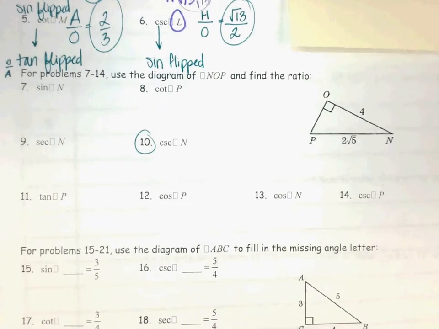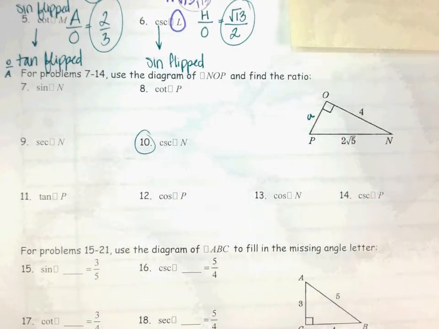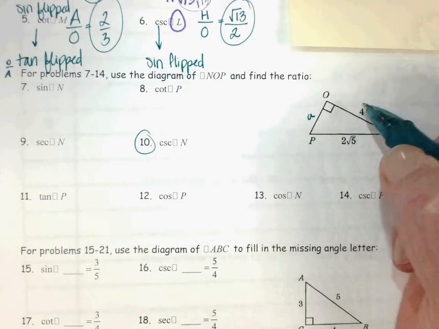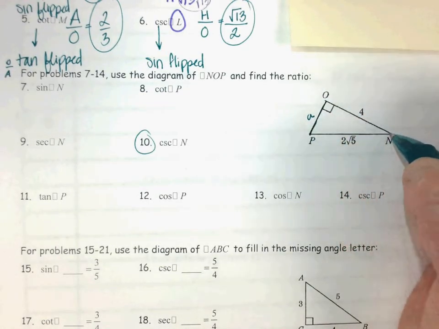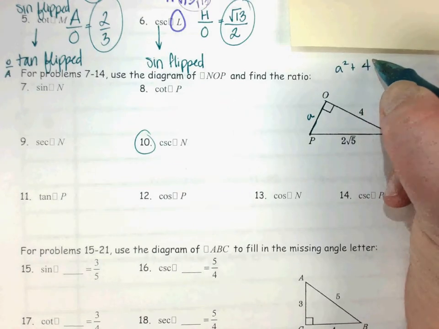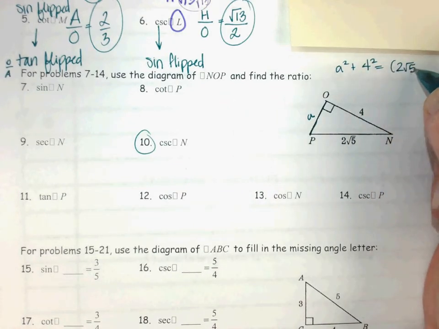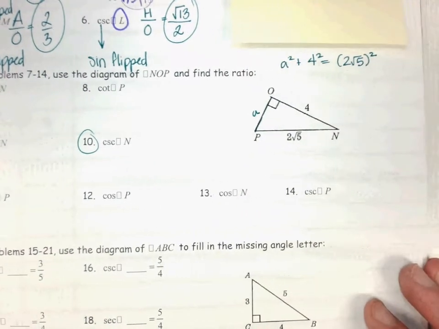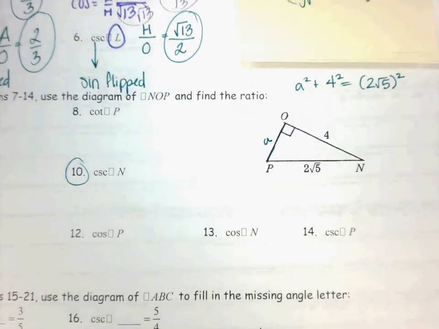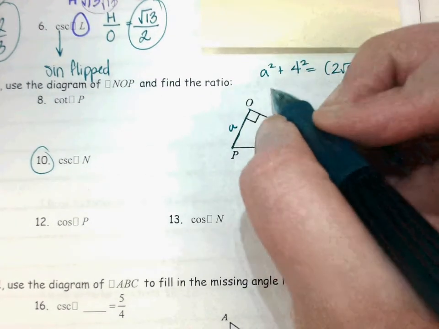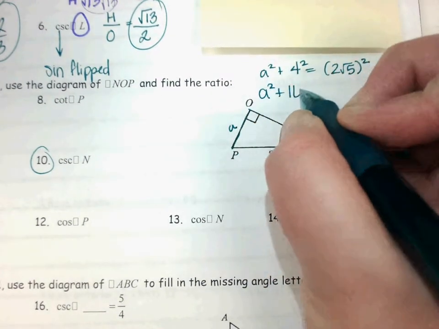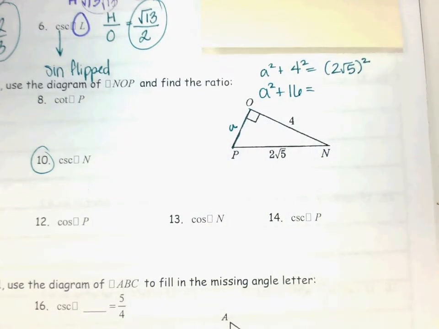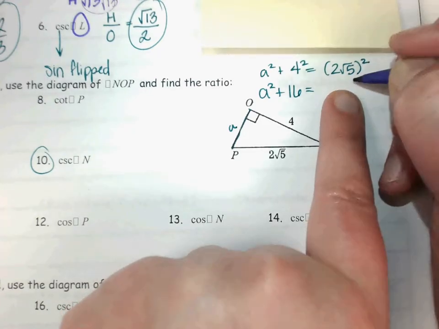So first thing we have to do is find the missing side. I have 2 sides. My third side I don't know. I have to do the Pythagorean theorem. So I'm going to do it up here at the top. I'm going to have a squared plus 4 squared equals 2 root 5 squared. What is 4 squared? 4 squared would be 16. And then I'm going to do it on my sticky note, but do you remember how to do 2 root 5 squared?